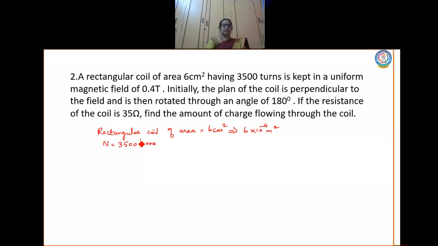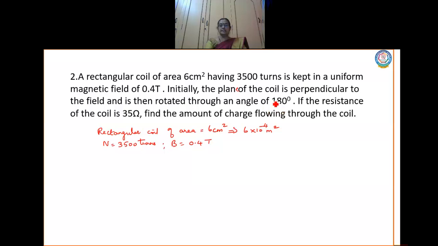It is kept in a uniform magnetic field. B value is 0.4 Tesla. Initially the plane of the coil is perpendicular to the field, which means in this case theta is equal to 0. Then it is rotated through an angle of 180 degree. Here theta is anti-parallel, theta is 180.